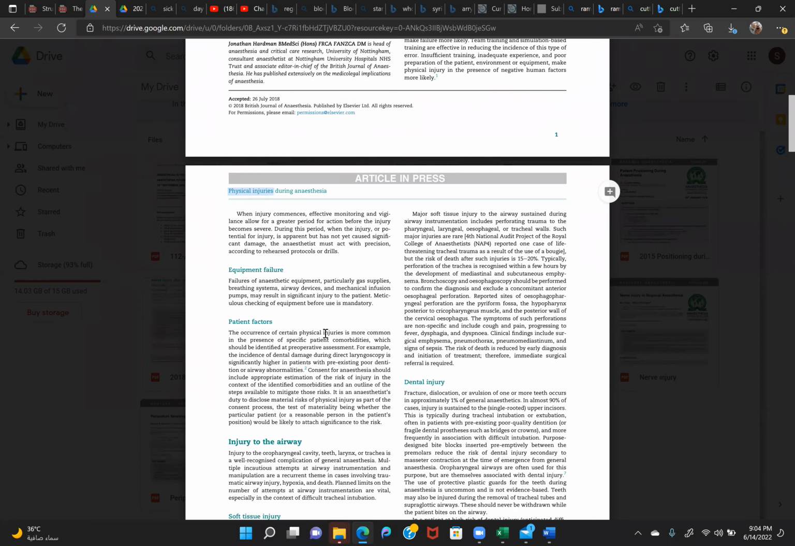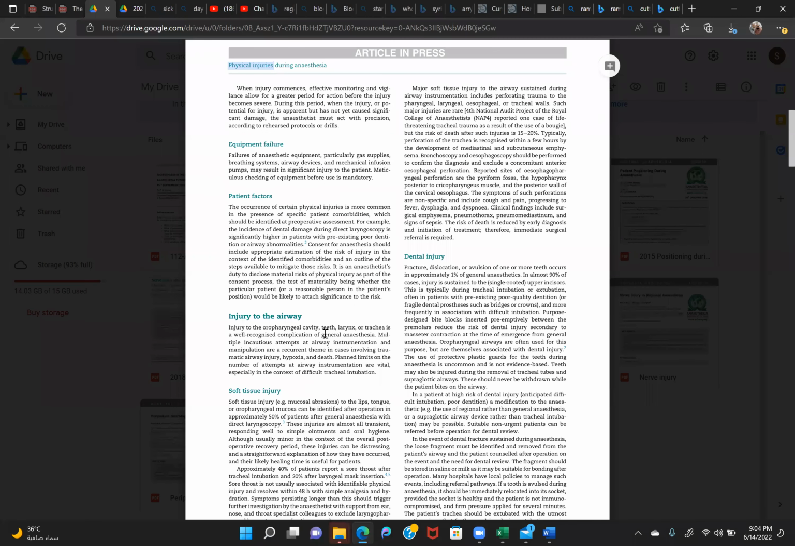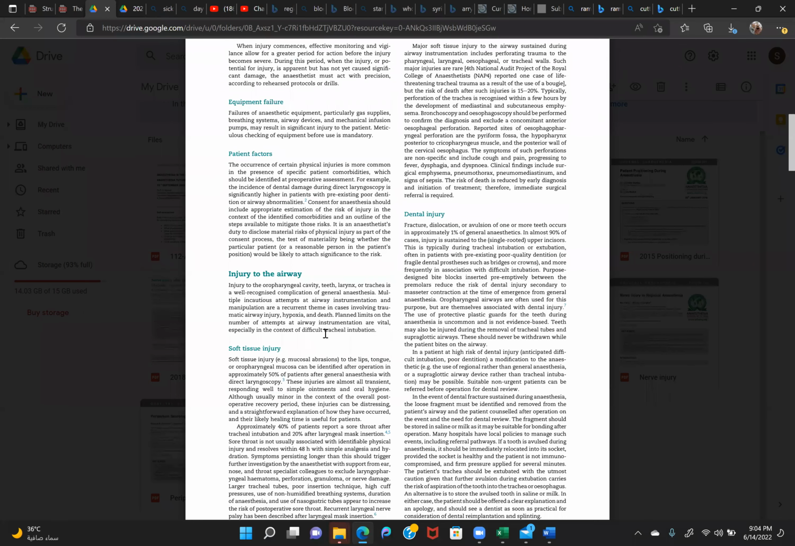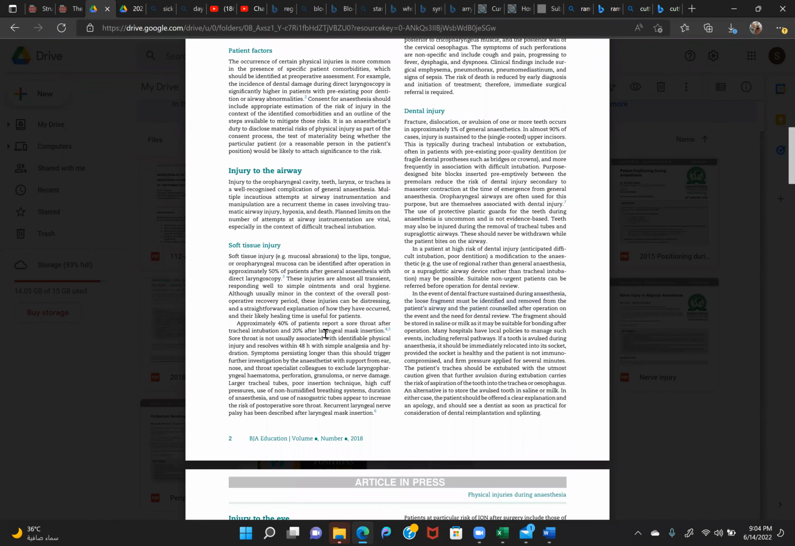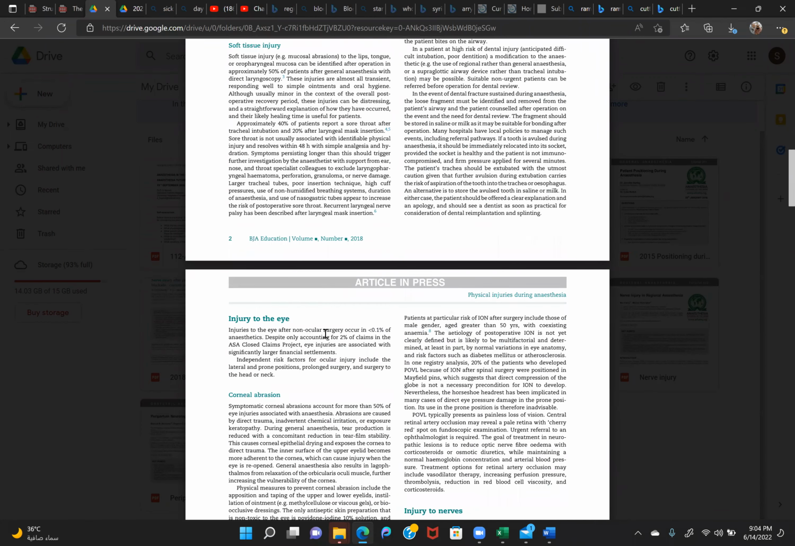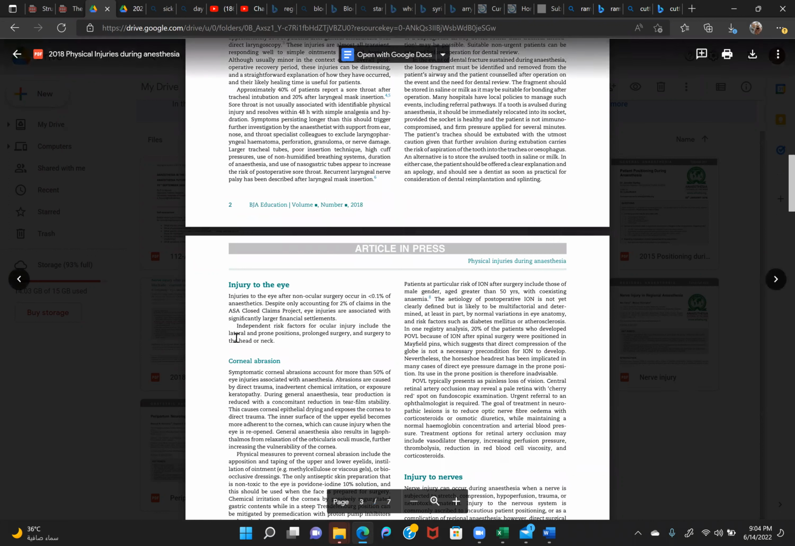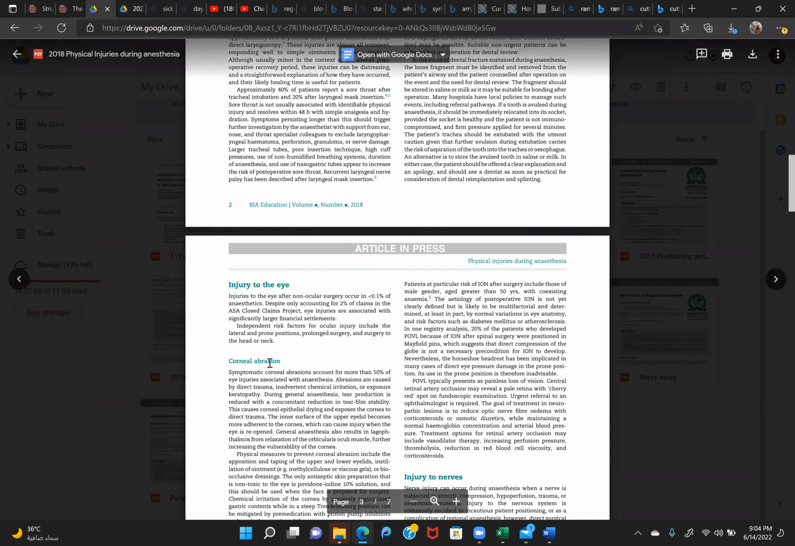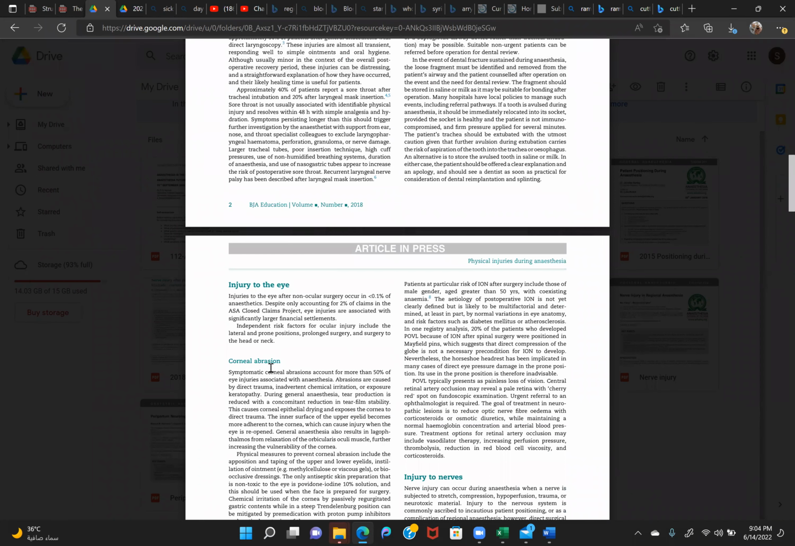Actually, the only thing left is the lateral position. Before that, let me see if I missed anything. There may be dental injury, joint problems, dislodgement. Injury to the eye, yes, I forgot. Even in any position, corneal abrasion is something very dangerous. If you are not covering the eyes, there may be dryness, and any equipment can injure the cornea. So this is one of them.